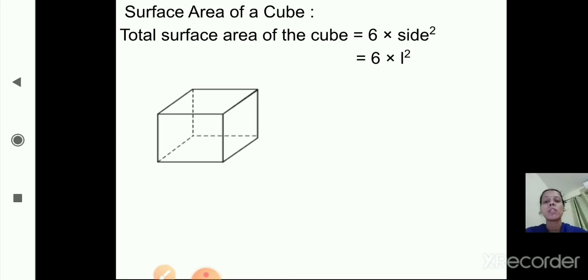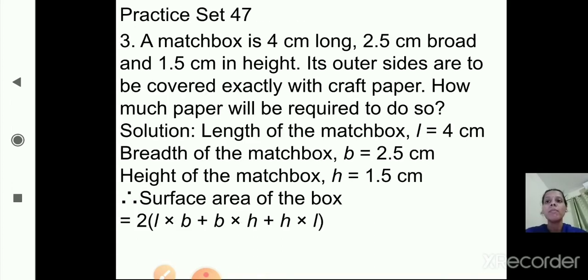Okay, these we have studied in the previous session also, and we have completed question number 1 and question number 2 from practice set 47. Now we'll start with the next sum, that is the third sum from practice set 47. A matchbox is 4 cm long, 2.5 cm broad and 1.5 cm in height. Its outer sides are to be covered exactly with craft paper. How much paper will be required to do so?